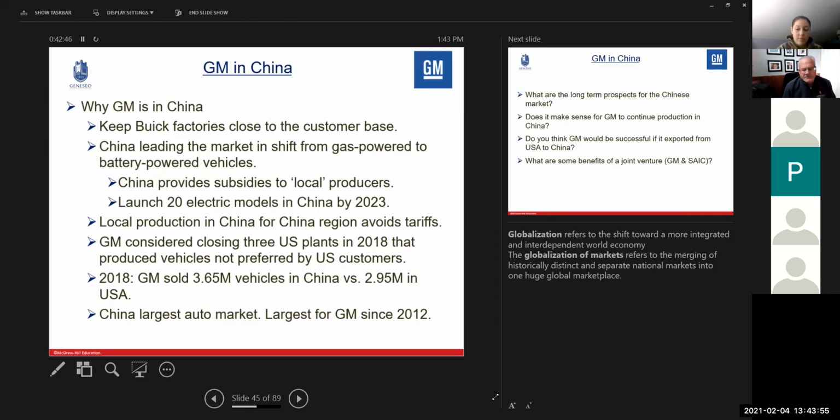As you can see, in 2018, GM sold 3.7 million vehicles in China. They sold more in China than in the United States.